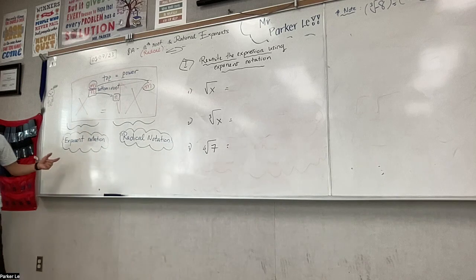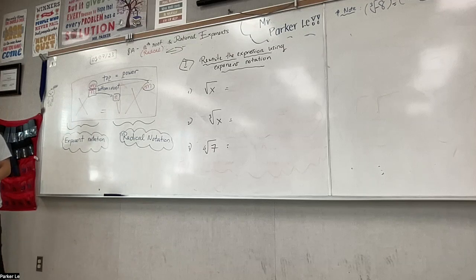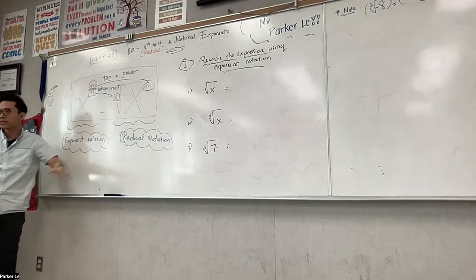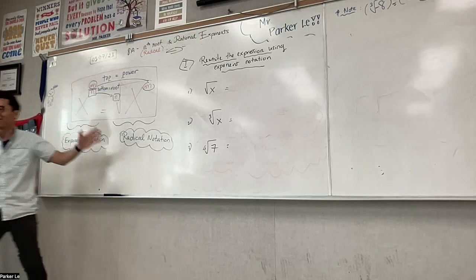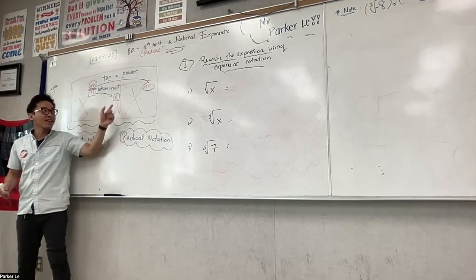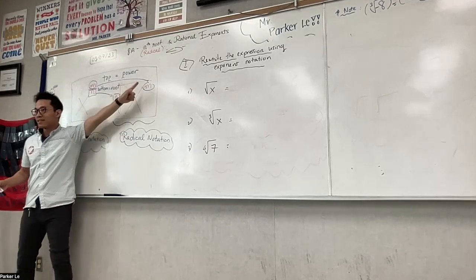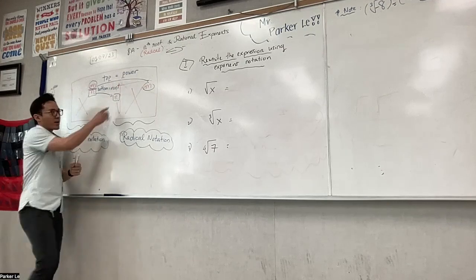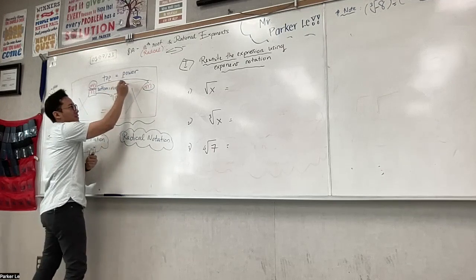I'm just telling you this part is exponent notation and this is radical notation. What is the difference? The difference is this one has a radical. You see the big radical right here?